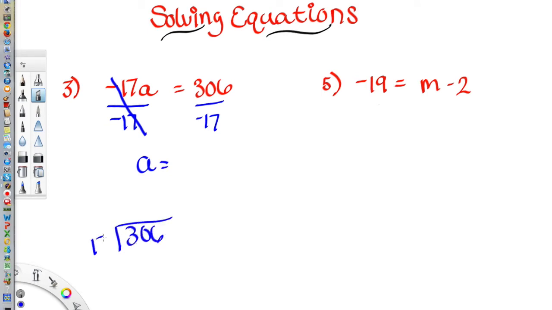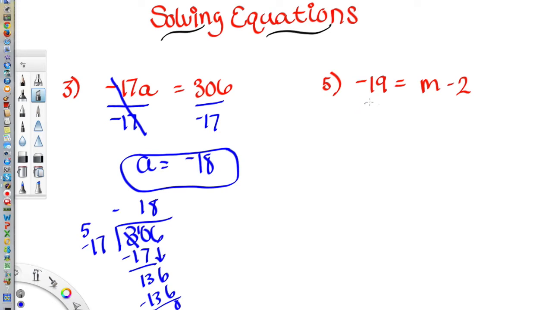306 divided by -17 is going to be a negative. 17 will go into 30 one time, which will leave me with a remainder of 13. I bring down my 6, and I'm going to guess that 17 goes into 136 eight times, because 8 times 7 is 56, carry the 5. 8 times 1 is 8 plus 5 is 13, and we're done. So a is equal to -18.